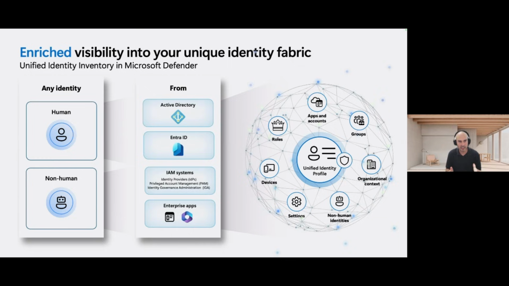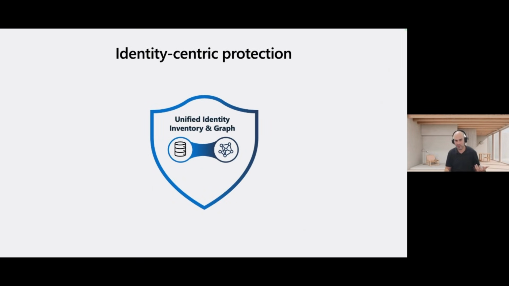So that's the unified identity inventory, and it's important to mention, since we talked about protection, that it's a great visibility tool. It provides visibility into all identities across the organization, and more than that, it shows you a deep dive into identities. But it's just a vehicle to provide the protection. So let's see what the protection looks like.